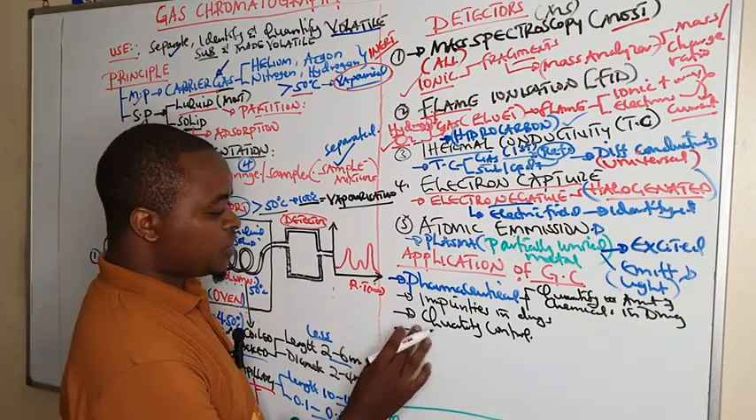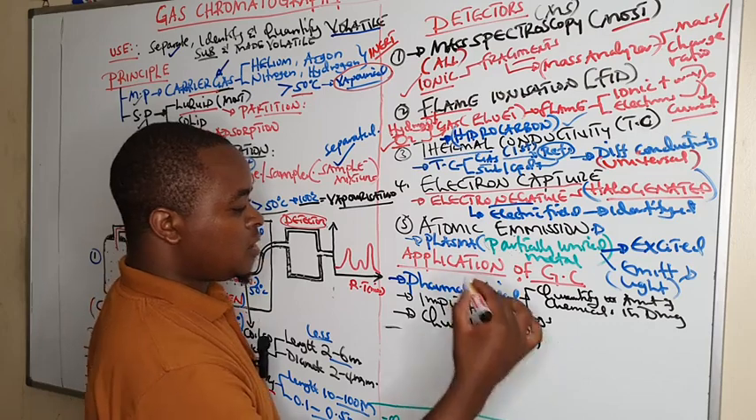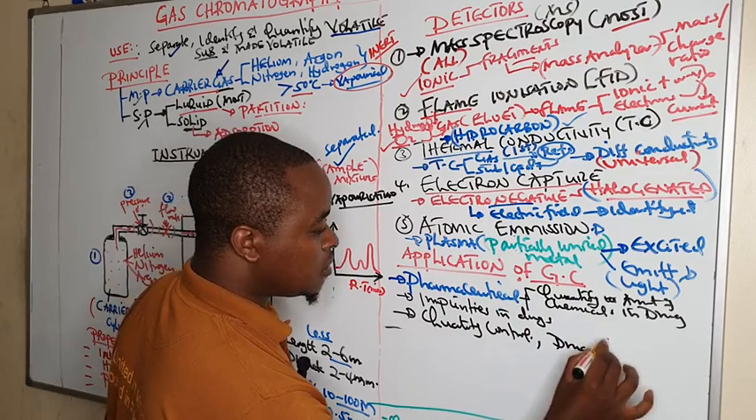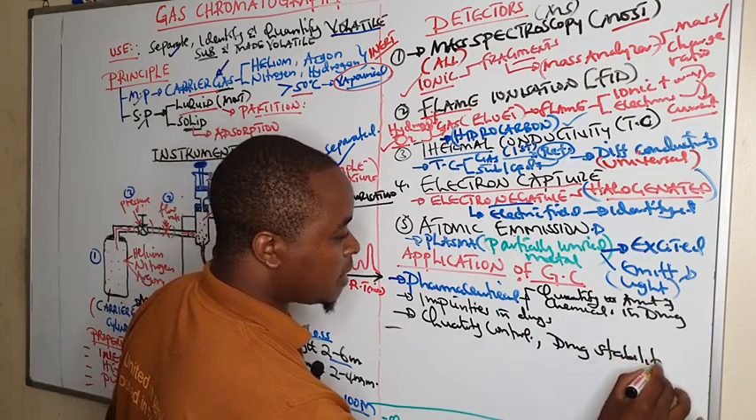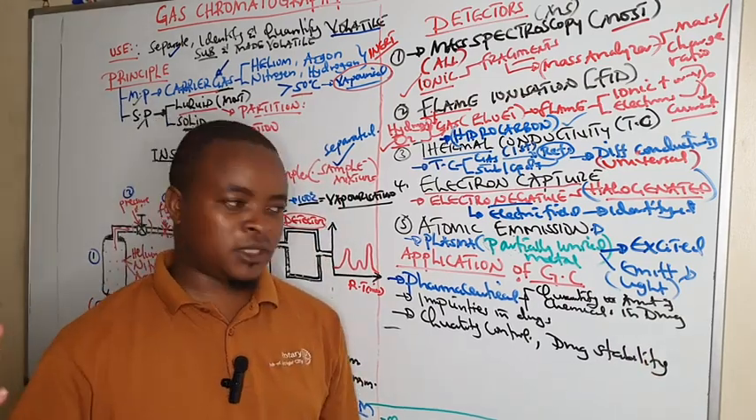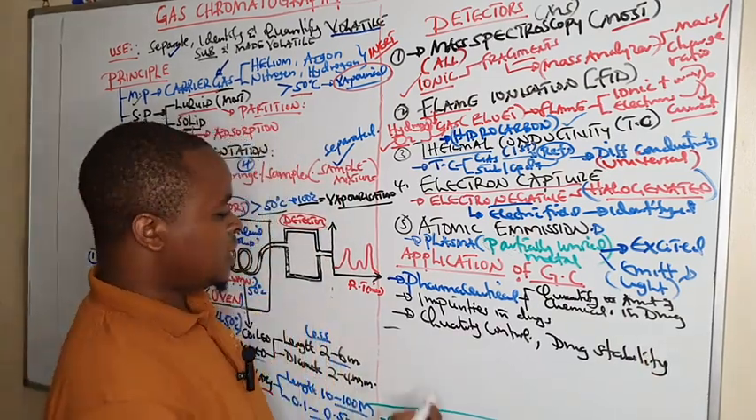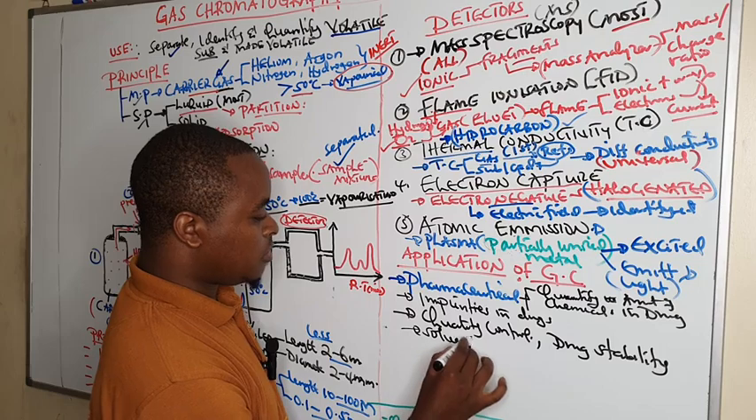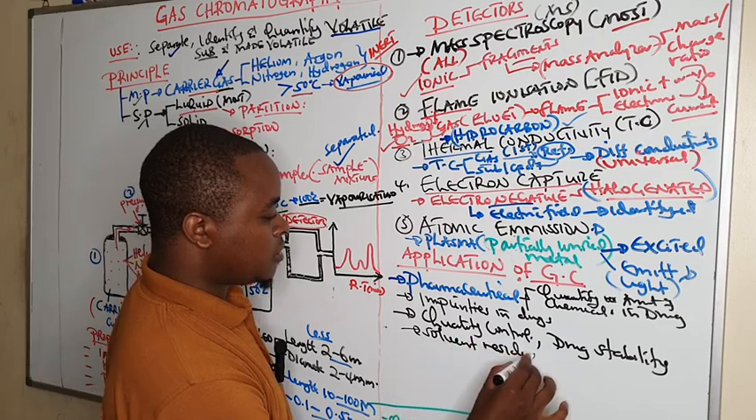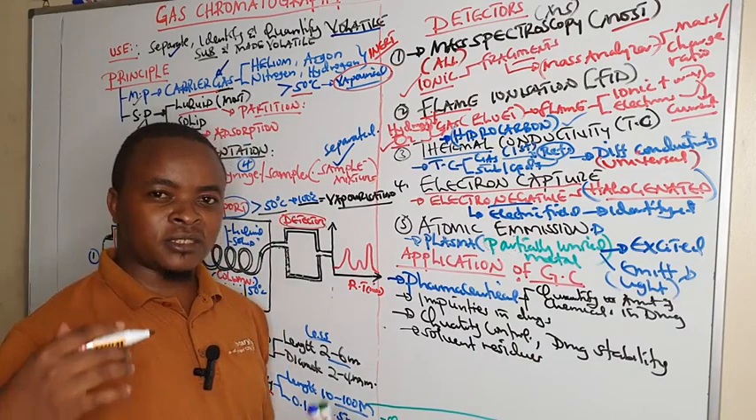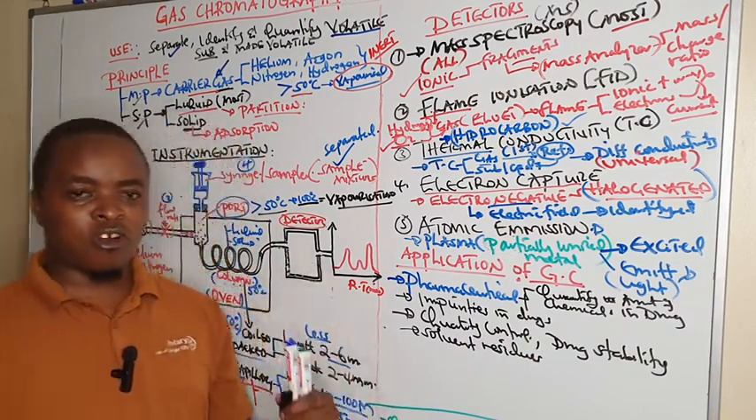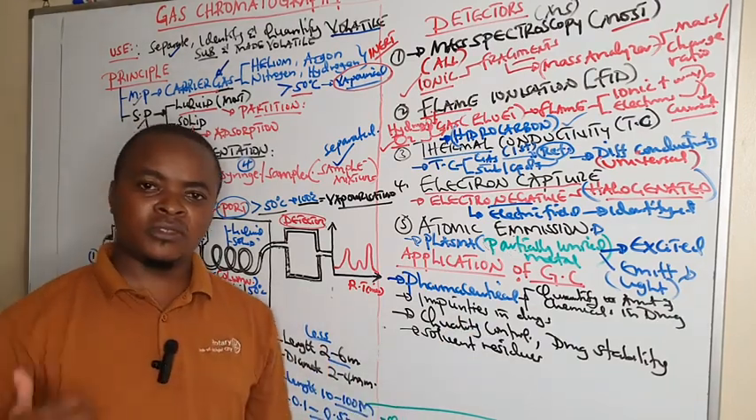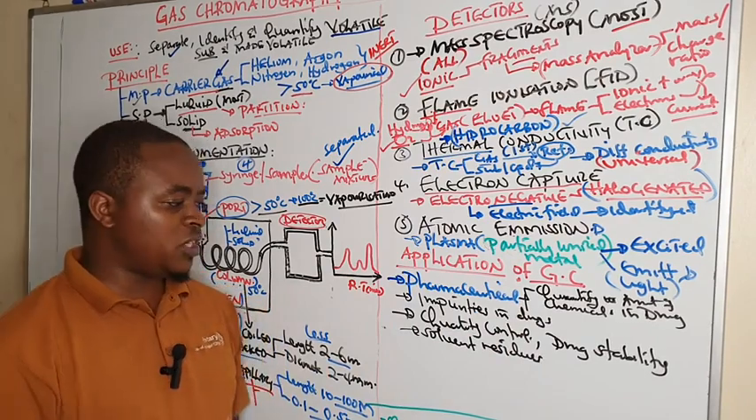And another thing we are using it for in the pharmaceutical industry is to determine drug stability, to see if drugs are stable at different conditions. Then lastly is to detect solvent residues. Solvent residues within drugs or any pharmaceutical compound being produced. So this is what we can apply this gas chromatography for in the pharmaceutical industry.